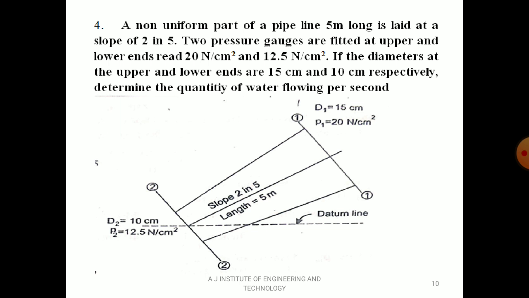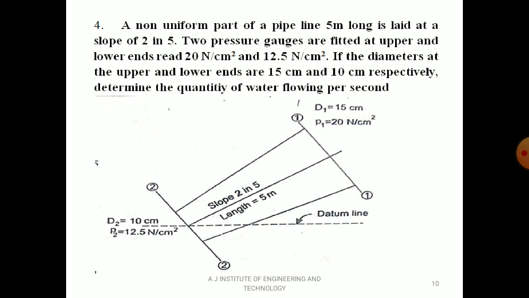Usually you can take the upper end as section 1, unless they are going to mention otherwise. So the upper end is section 1, that is 20 Newton per centimeter square, and the lower end is 12.5 Newton per centimeter square. That is, P1 is 20 Newton per centimeter square, P2 is 12.5 Newton per centimeter square.